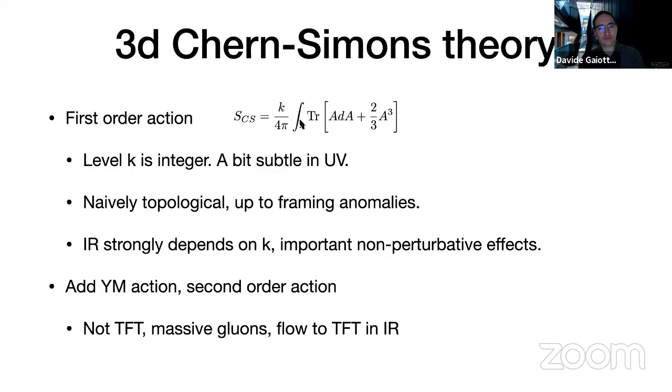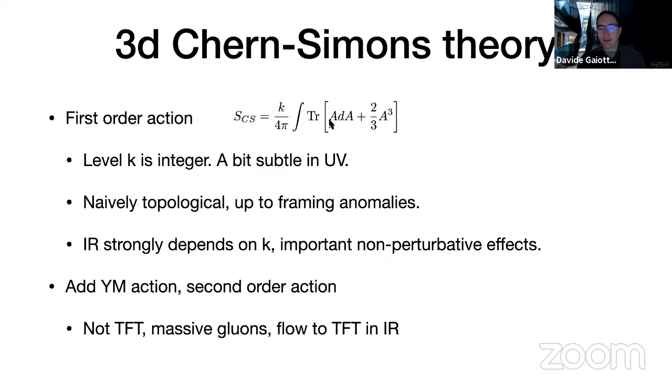It's important that, as I was saying, this coupling, the level, is quantized, and the low energy dynamics depends strongly on the specific value of this coupling. There are important non-perturbative effects which you wouldn't see easily doing perturbation theory in K. For example, the space of states of the theory on a surface is a finite dimensional space whose dimension depends sensitively on the level.